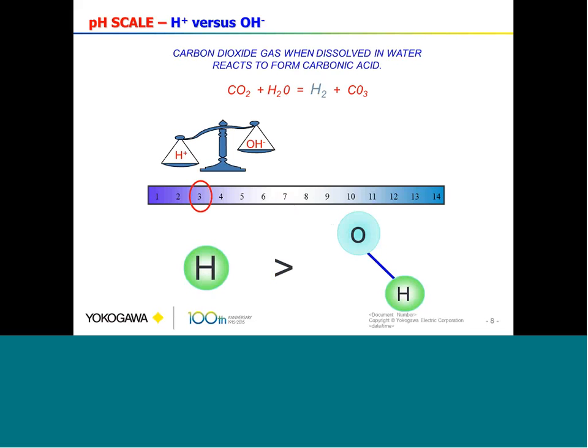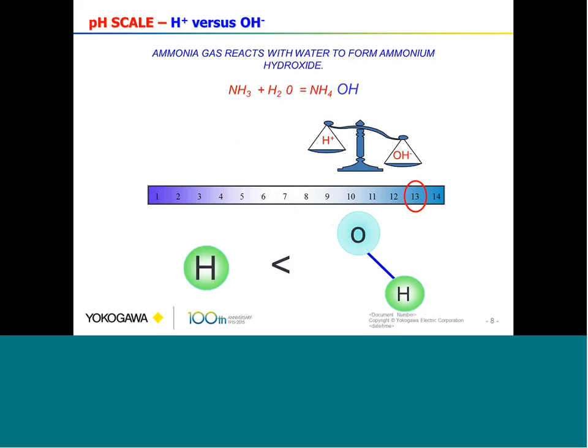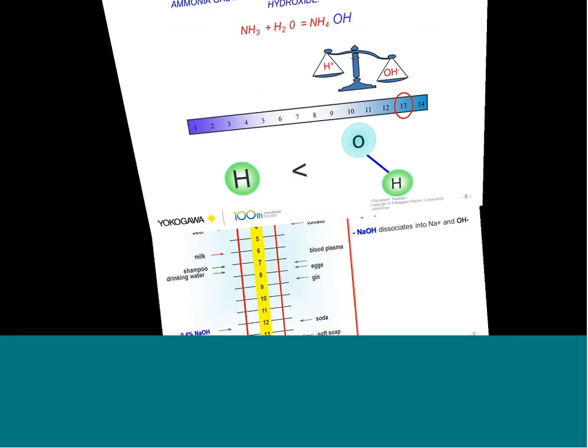So if there's more H plus or hydrogen ions than there are OH negative or hydroxyl ions, it's said to be acidic. And this is an example of, let's say, carbon dioxide gas being dissolved in water. You can see that it's got a pH of about 3. In the other direction, if there's more hydroxyl ions than there are hydrogen ions, then it's considered to be a basic or caustic application.